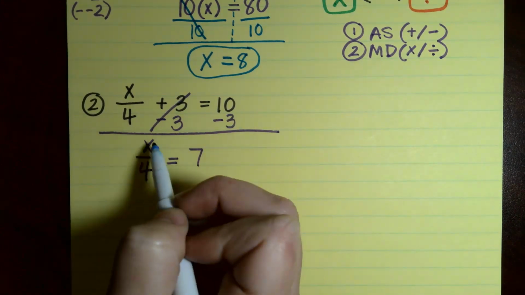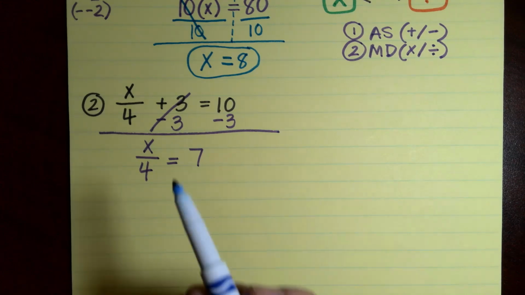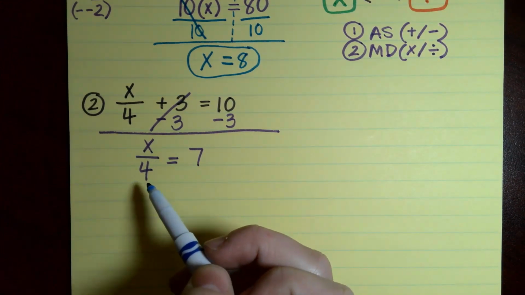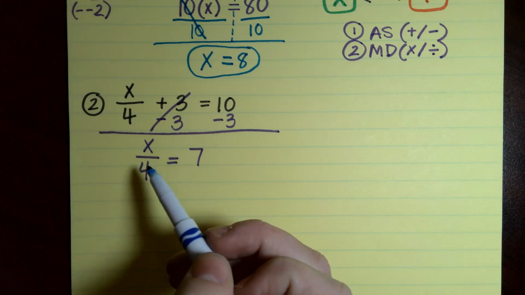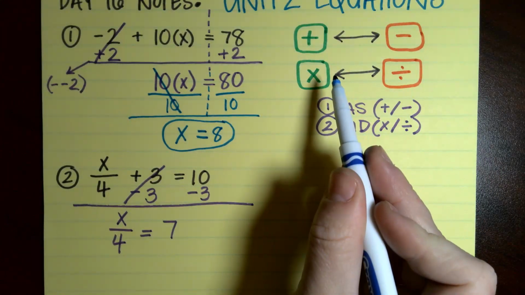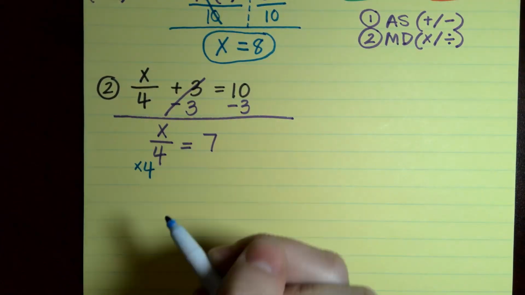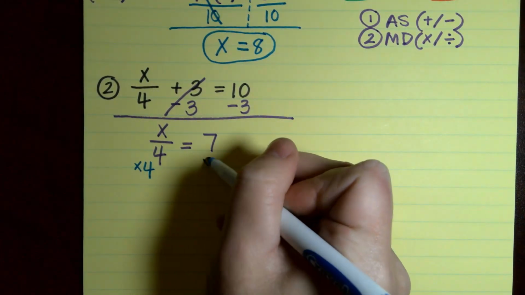Remember, my goal is to get x by itself. What is my next step to doing that? Yes, multiplication. Thank you, Rhonda. So I have x divided by 4. If I want to get rid of 4, I'm going to do the opposite of division, which is multiplication. I'm going to do this times 4. And I got to do times 4 on both sides.